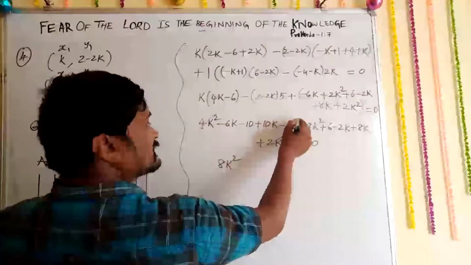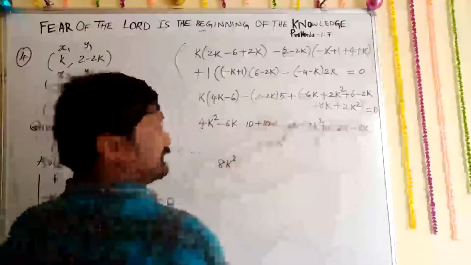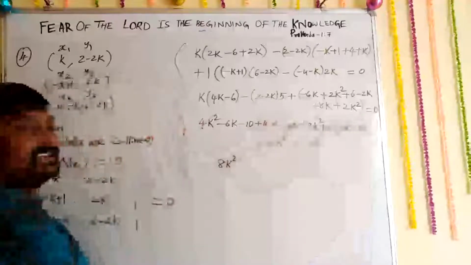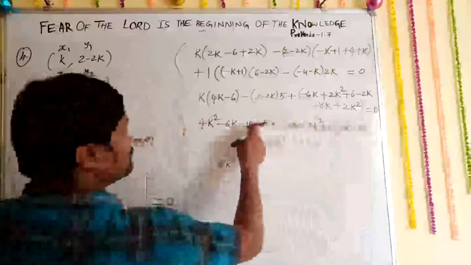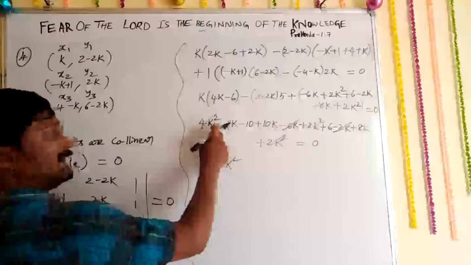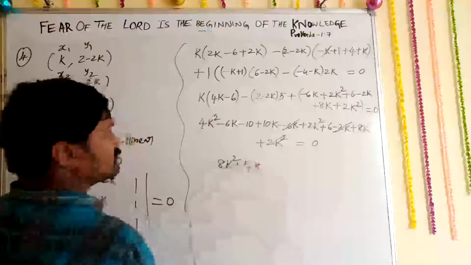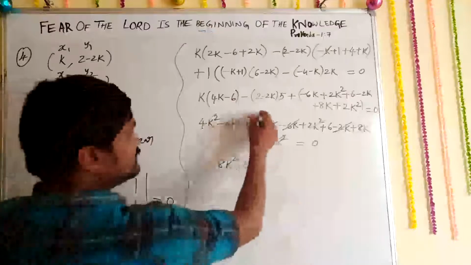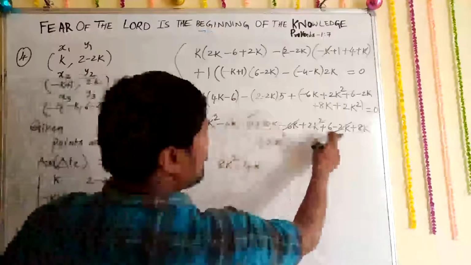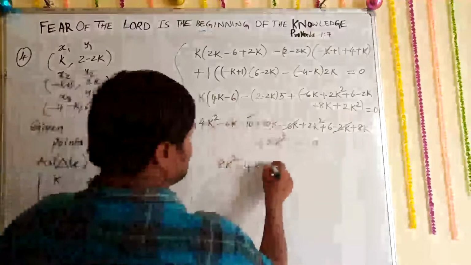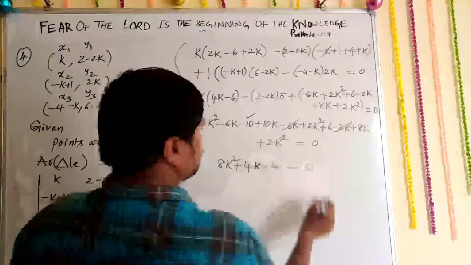Minus 6k minus 2k minus 8k. Minus 8k plus 8k get cancelled. So what is left in this place k? 10k minus 6k. So you can get as plus 4k. And then which are left? Minus 10 plus 6. Minus 10 plus 6 is nothing but minus 4. So you can write minus 4, that is equal to 0.